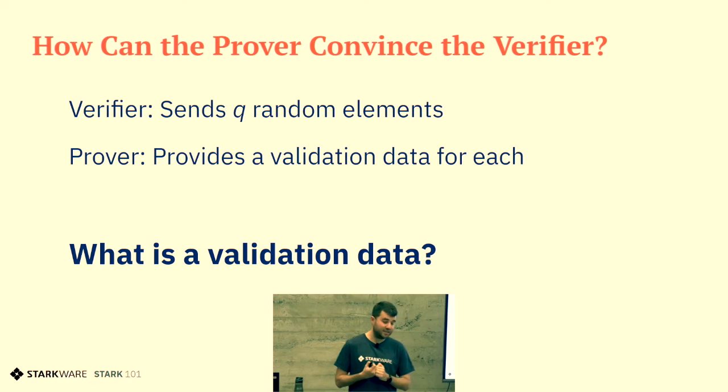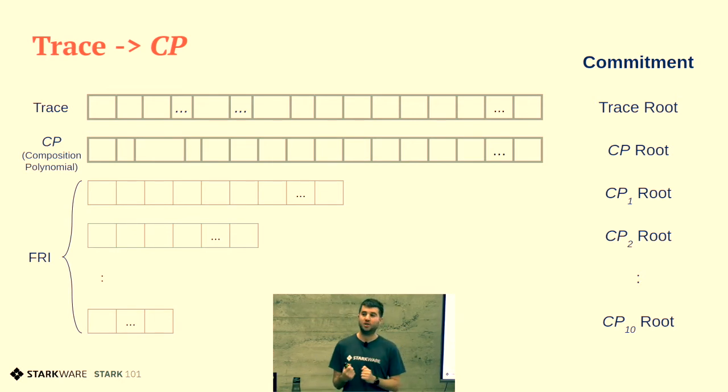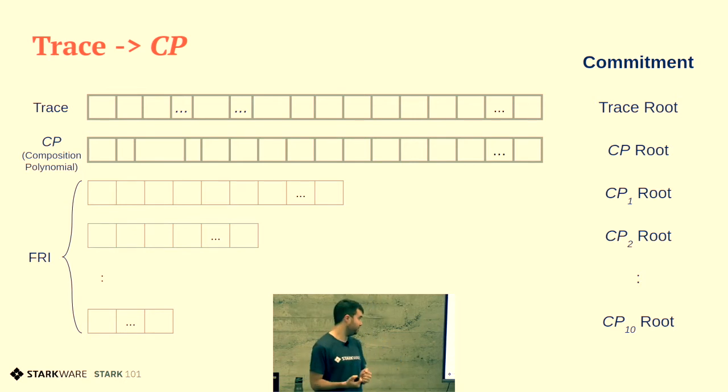So what is the validation data? What is the validation data that the prover needs to send to the verifier? The validation data is the data that will allow the prover to convince the verifier that each transition was done correctly. Each computation that the prover computed before was done correctly. So the first thing that the prover needs to convince the verifier of is that the transition from the trace to the composition polynomial was done correctly. This is the computation that you saw in the second talk.